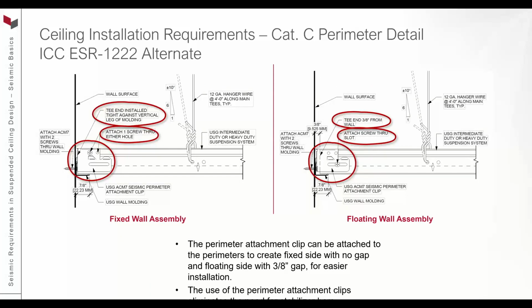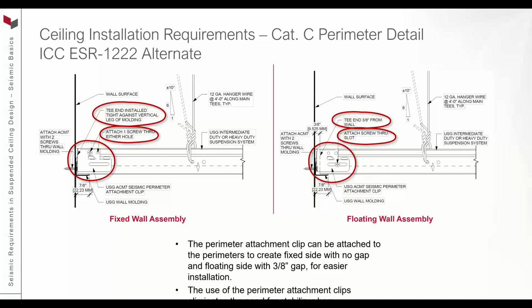And so on this next slide, you can see the alternate ICC approved method that uses the perimeter attachment clip, or ACM7. So the perimeter attachment clip will replace stabilizer bars. And then there is what is called a fixed side and a floating side. The fixed side clips are installed tight to the wall. Through the clip, there are two holes at the top of the clip that will be fastened tight with a screw. And so that will be your fixed side.